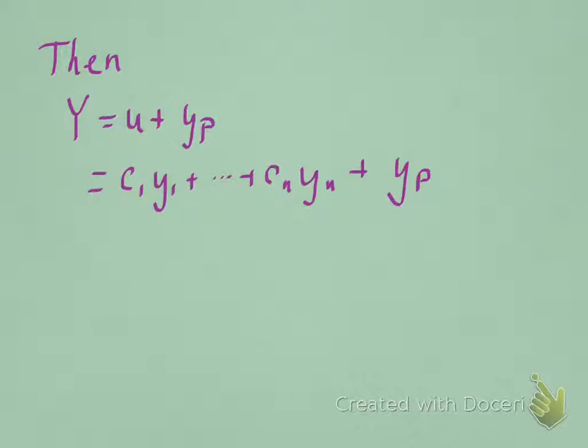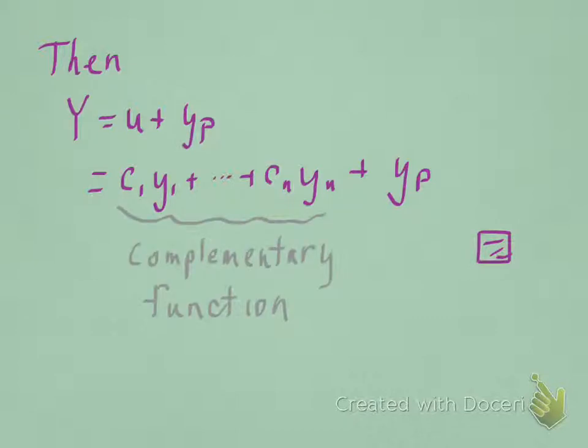We were trying to show that any old solution to the non-homogeneous differential equation had this form. And we have names for these. That first bit, that linear combination, we call the complementary function, and then the y sub p is my particular solution.